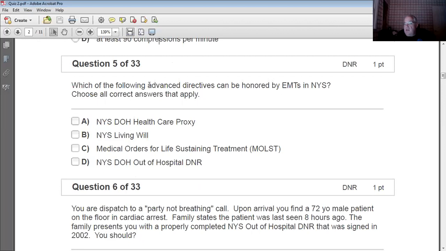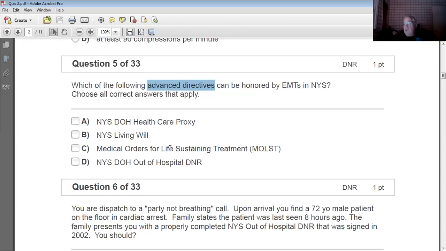So an advanced directive, again, some people ask me, what's an advanced directive? An advanced directive, again, is when a patient puts their healthcare wishes in writing ahead of time, before they have an emergency. And in New York State, we have a lot of different types of advanced directives. Actually, all of these are advanced directives in New York State.